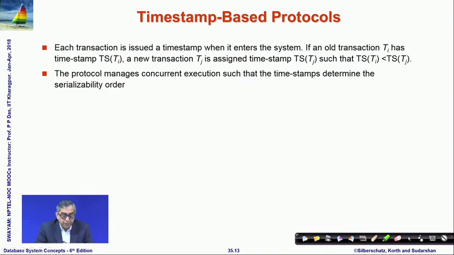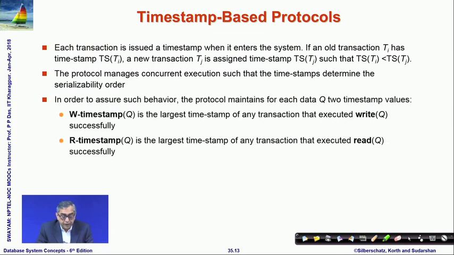Now, the protocol manages concurrent execution such that timestamps themselves determine the serializability order. They will determine in which order the transactions should occur. And for that, for each data item, two timestamp values are maintained. One is the write timestamp on the data item Q, another is the read timestamp. So, these are the latest read and write times for the data item.